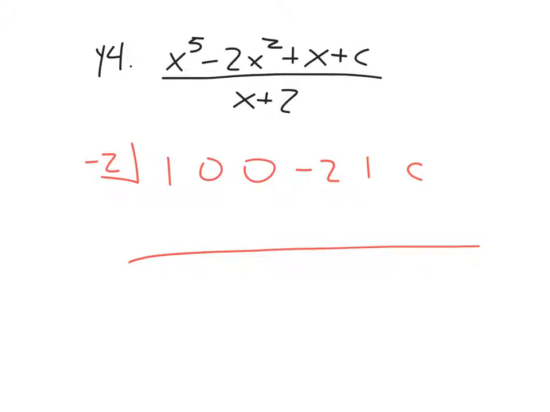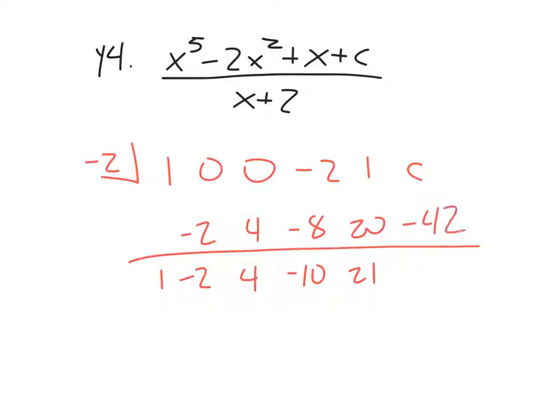All right, so here's the process again. You bring down the 1 and you multiply. And then you add and now you multiply. And now you add and multiply. And now we add and multiply. And we add and multiply. So then, what does c have to be? 42. 42.